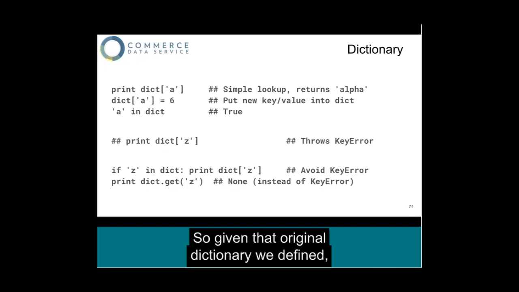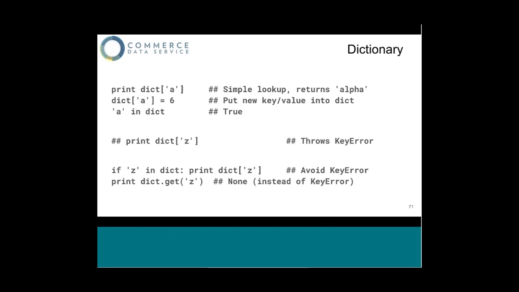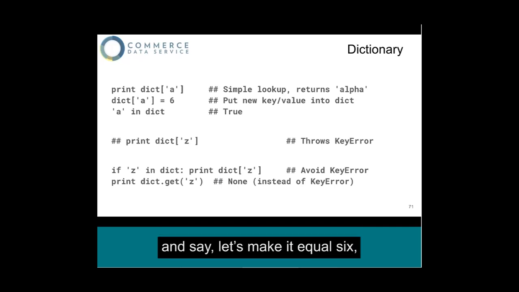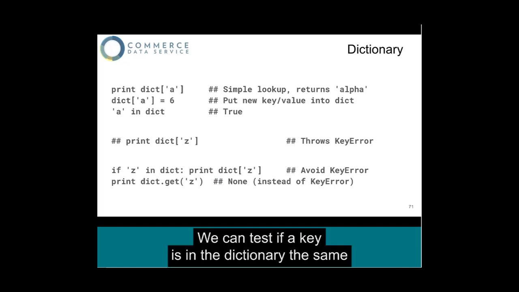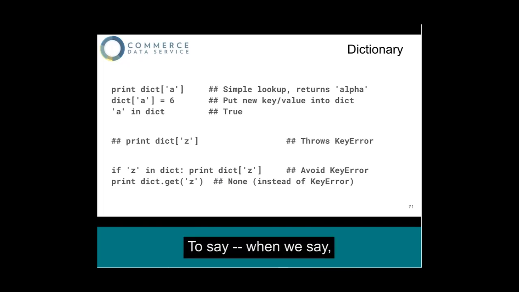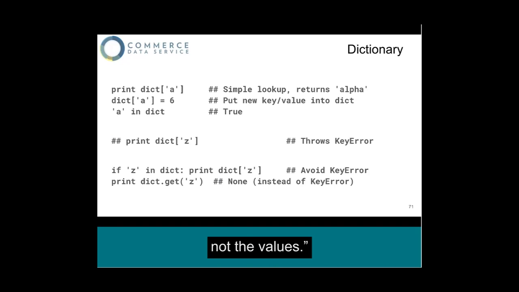So given that original dictionary we defined, if we were to look up a specific key, it would return alpha. We can assign a new value to that key and say, let's make it equal to 6. Then it puts a new value to that key. We can test if a key is in a dictionary the same way we can test if anything is in a list. When we say, is something in a dictionary, we're really saying, is this in the keys for the dictionary, not the values.